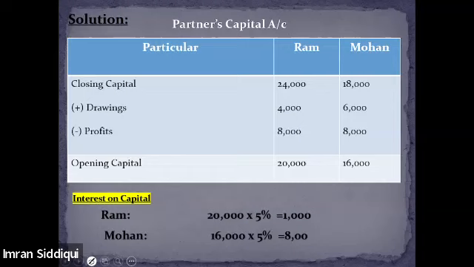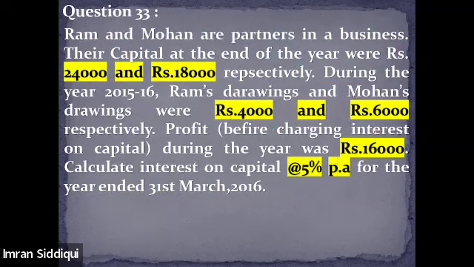So like in this question, the closing capital balances of the partners were 24,000 and 18,000. Got it? And after that, we will add the amount of drawings to it, which will be 4,000 and 6,000, and subtract the amount of profit. Profit is given in the question, 16,000. And since our profit sharing ratio is not given in the question, we'll presume that both the partners are equal partners and they must have shared the profit equally.